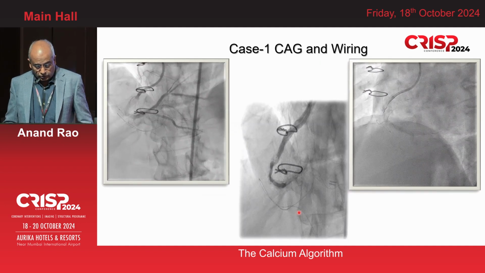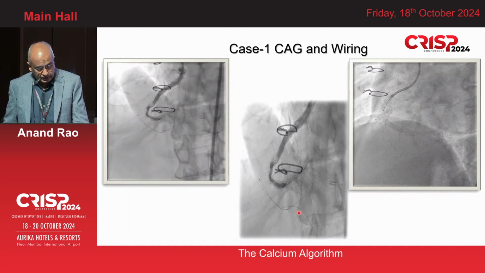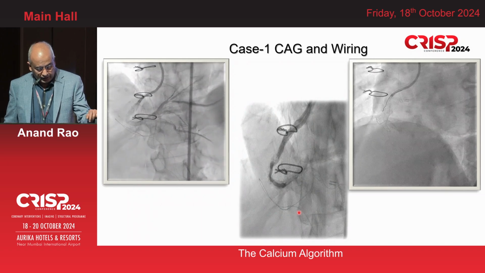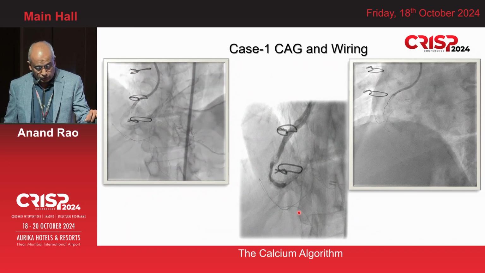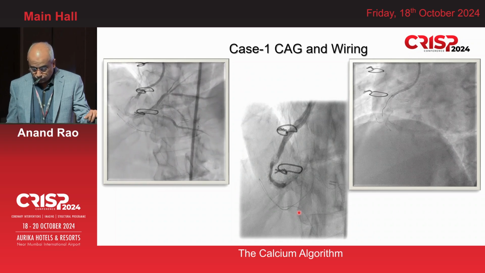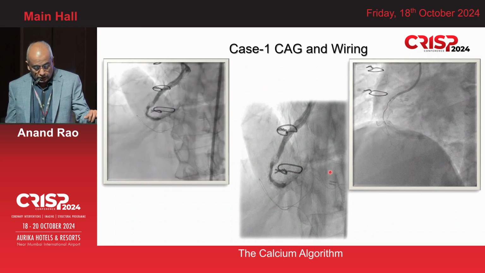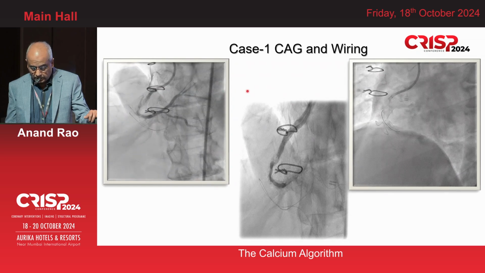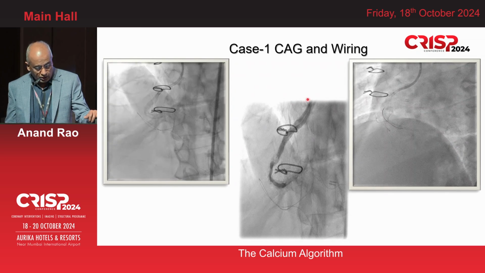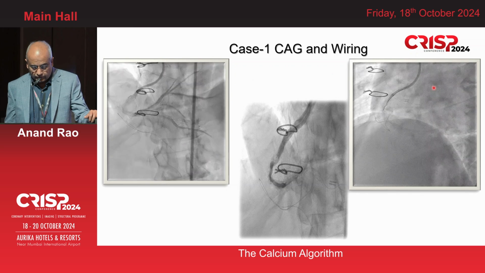So let's go to some examples. As you can see, this is a very severely calcified mid RCA post CABG. You can see the clips over there. It was a difficult wiring, so I took an Amplatz AL1 guiding catheter for support. Initially we tried with the Judkins, but it was flying all over the place.